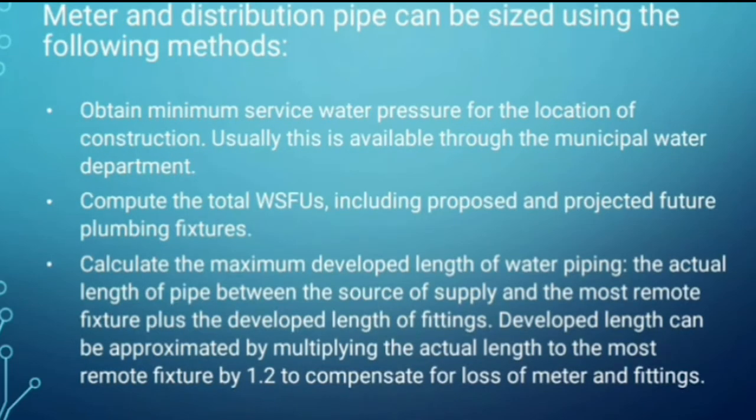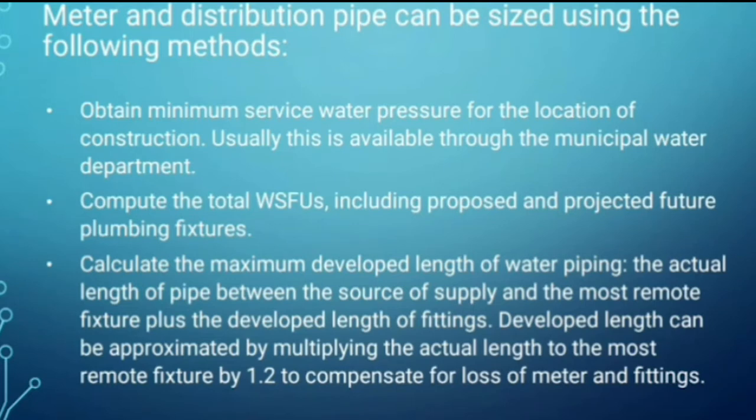Meter and distribution pipe can be sized using the following methods. First, obtain the minimum service water pressure for the location of construction. Usually this is available through the municipal water department. Second, compute the total WSFUs, including proposed and projected future plumbing fixtures.